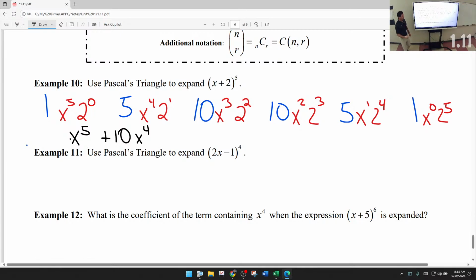Good. This is 10, x cubed, 2 squared. 2 squared is 4. 4 times 10 is 40. That's 10, that's x squared, and that's 2 cubed. And 2 cubed is 8. 8 times 10 is 80. And that's 5, and that's x, and that's 2 to the fourth. And 2 to the fourth is 16. And 16 times 5 is 80.